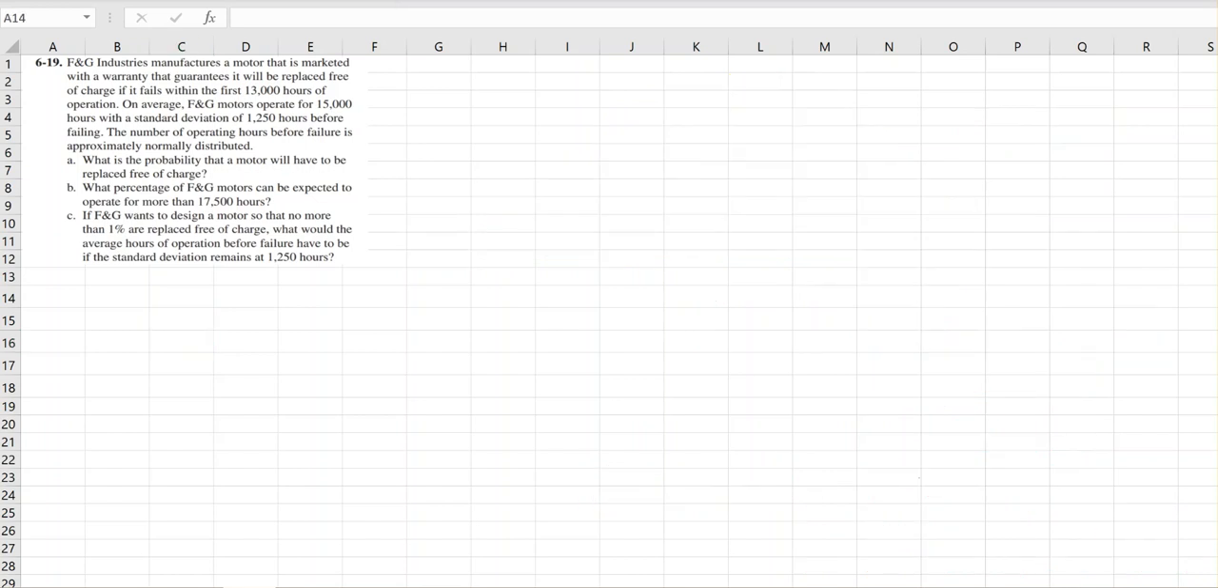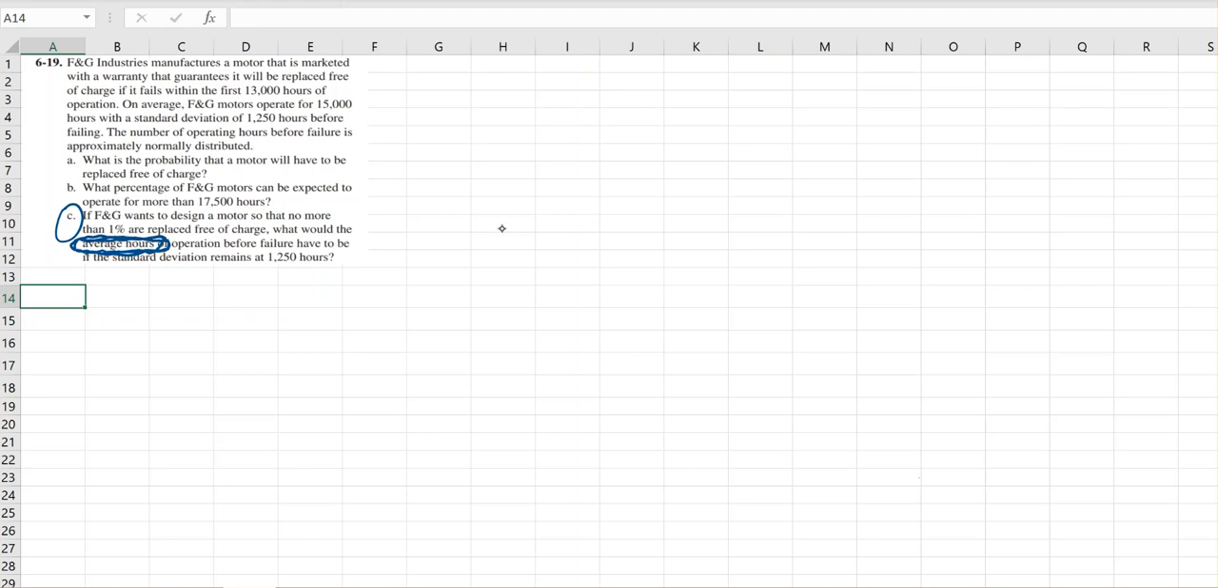Part C, if F&G wants to design a motor so that no more than 1% are replaced free of charge, what would the average hours of operation before failure have to be if the standard deviation is 1250 hours? Okay, so the key here is average hours, not the exact hour. So the average hours.